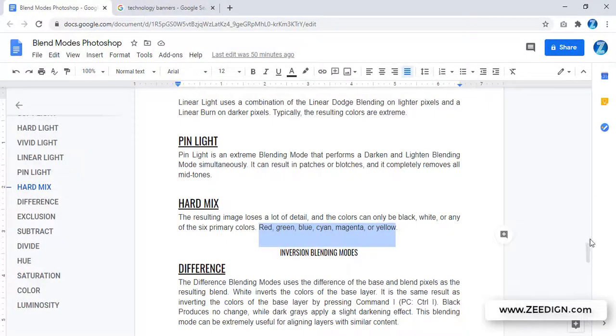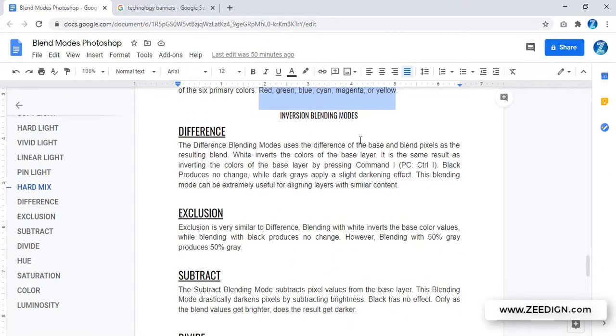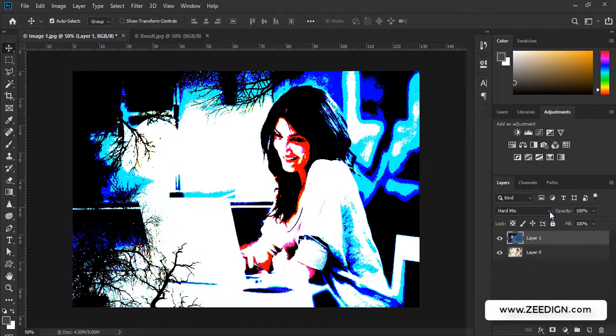Moving on to the next category of blend modes, we have inversion blending modes. Okay, so the first one is difference, and by inversion it means the colors are going to get changed a lot. Okay, and let me show you.